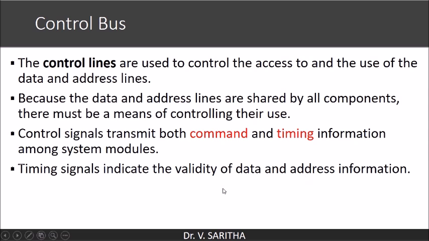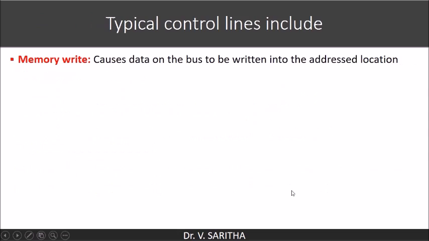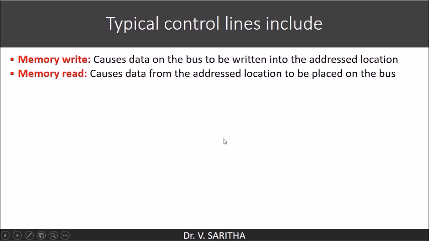That is, when some data is put onto the data bus and an address onto the address bus, during which particular time it is valid will be indicated by the timing signals. Command signals specify the operation to be performed. Some examples of the control lines are memory write, which indicates that a write operation is to be performed in the memory. Memory read causes data from the addressed location to be placed onto the bus. That is, content from the memory will be placed onto the data bus.